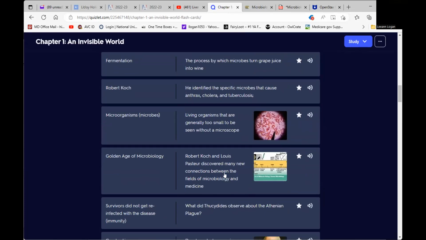Robert Koch and Louis Pasteur discovered many connections between the fields of microbiology.